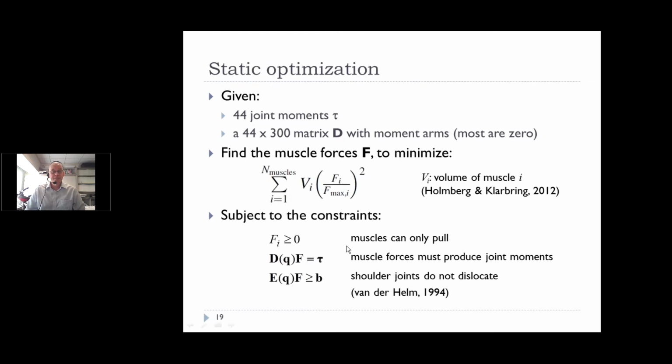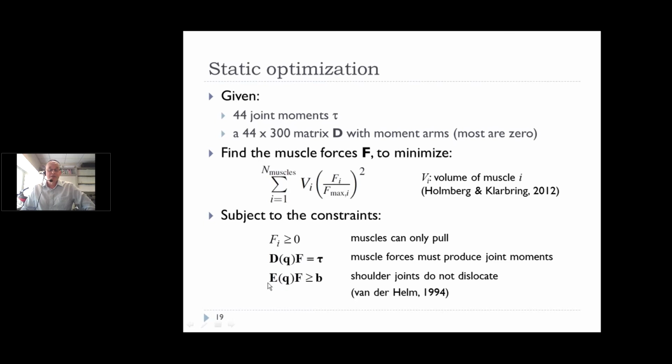Then we have constraints. Each muscle force has to be positive because muscles can only pull, they can't push. And if we multiply the muscle forces by the moment arms and add them up, they have to produce the joint moments that we already know. That is a system of linear equations: the matrix D multiplied by this vector of muscle forces has to be equal to those joint torques. If you use the upper extremity model, there are also inequality constraints, and that's also a set of linear equations.